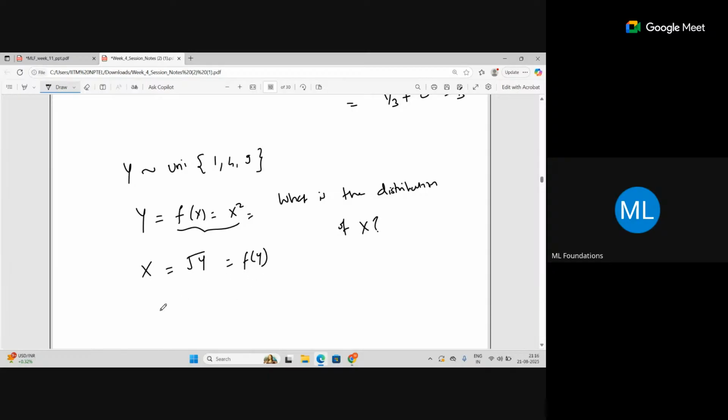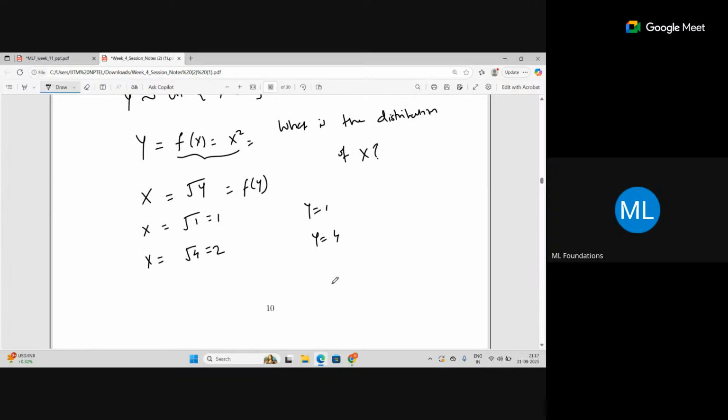So if it is root y, then I'll find out what is the range of x. When y equal to 1, what is x equal to? Root of 1 is 1. When y equal to 4, then x equal to root of 4, which is 2. And when y equal to 9, then x equal to root of 9, which is 3. Similarly, I can find out the probabilities, right? Now I found out the range. What is the probability that x equal to 1? I can find it out: x is root of y, equal to 1, right?